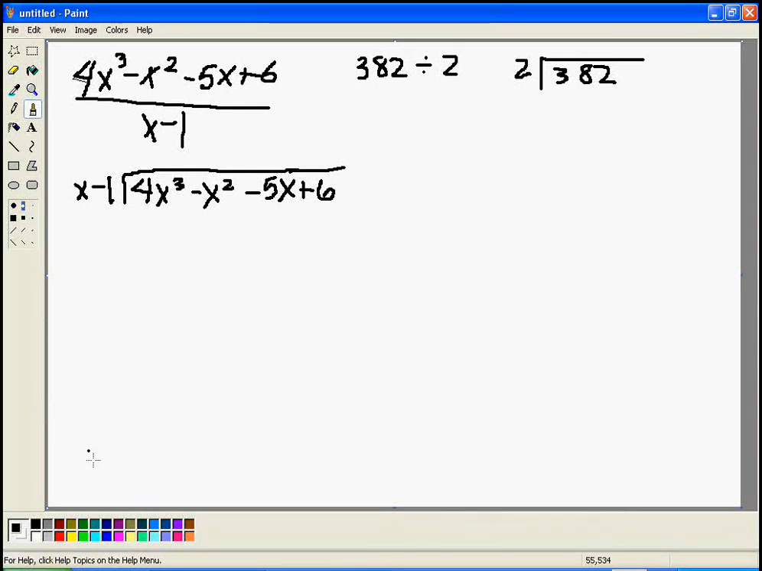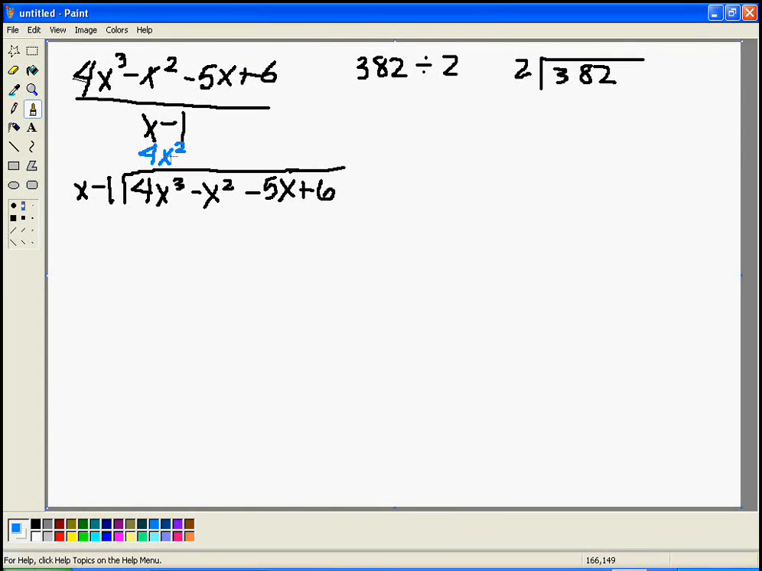Now, our first step when we divide by a polynomial is to ask ourselves, alright, forget about the minus 1 for a second. Ask yourself, what times x is going to give me 4x cubed? I know I've got to have a 4, alright, to get the 4. And now I've got an x, so x squared times x will give me the x cubed part. So that's how you determine your first term. So I've got 4x squared.